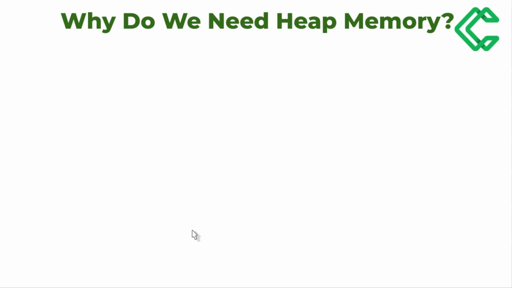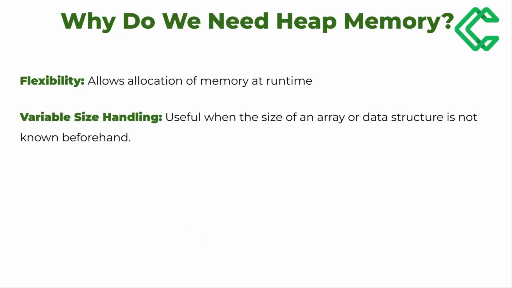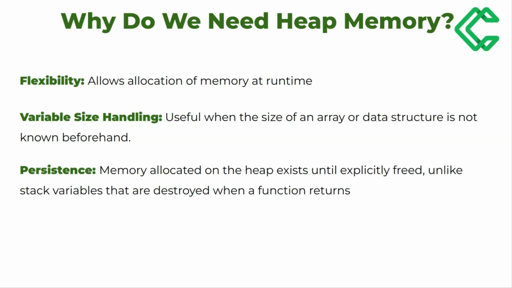Now let's understand why we need heap memory. Heap memory provides flexibility. It allows allocation of memory at runtime. Variable size handling: it is useful when the size of an array or a data structure is not known beforehand. Persistence: memory allocated on the heap exists until explicitly freed, unlike stack variables that are destroyed when the function returns.